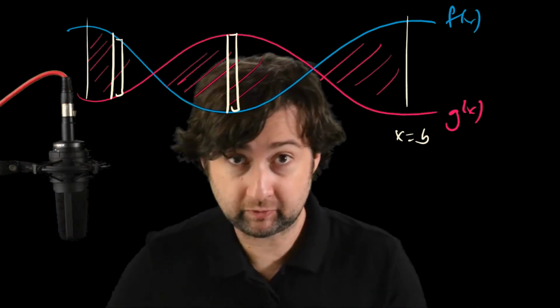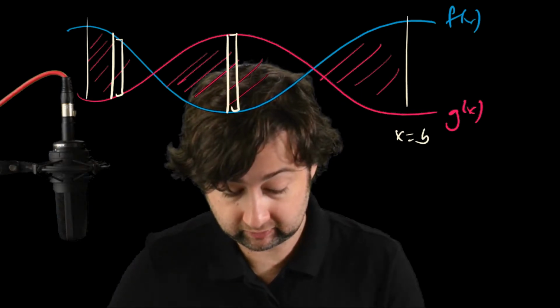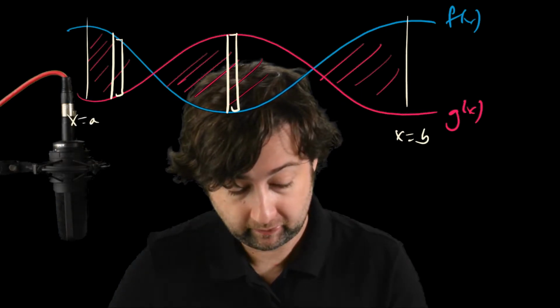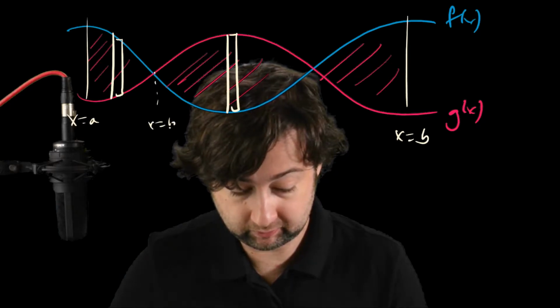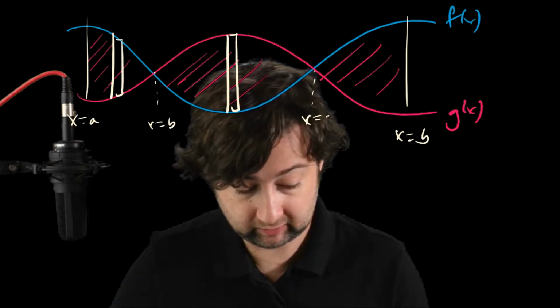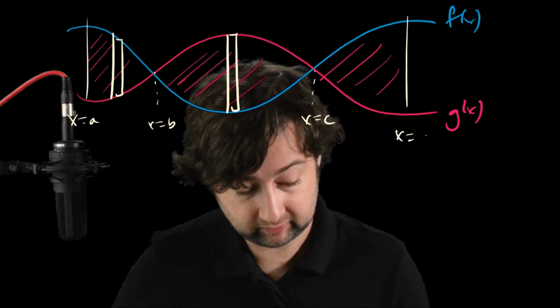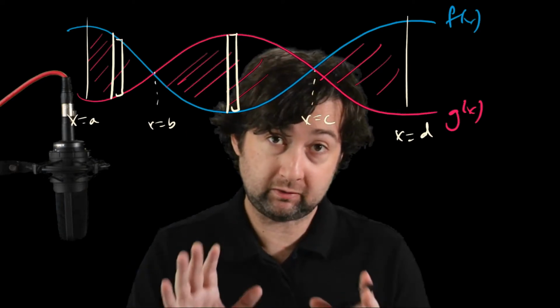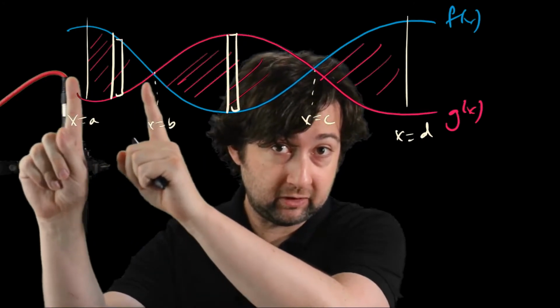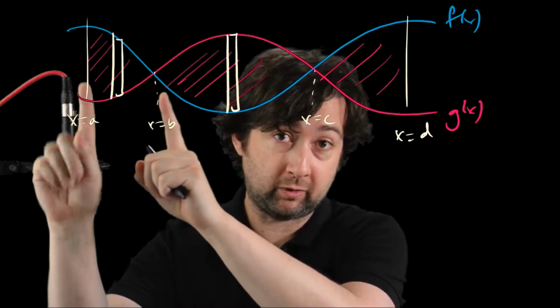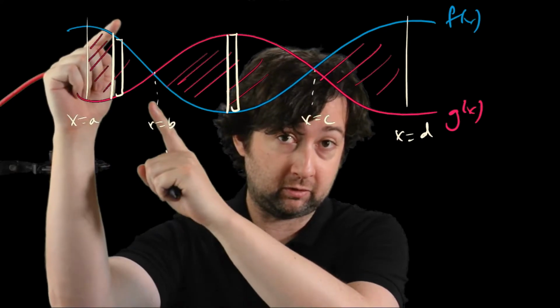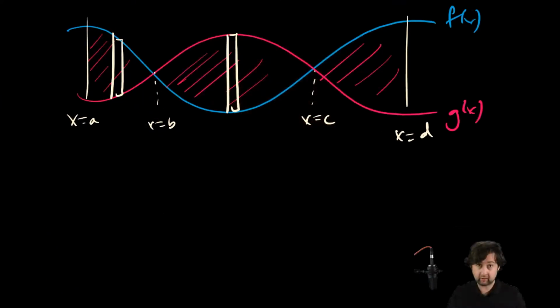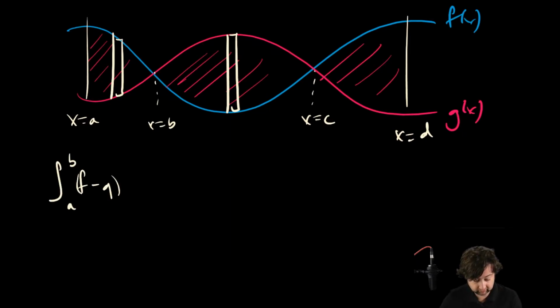So let's just suppose, for the sake of argument, that this was x equals a, and this is x equals b, and this is x equals c, and this is x equals d. Then using the formula, now I've got individually considered regions, and this region looks exactly like what we did before, where one curve is always on top and one curve is always on bottom. So the area of that first piece is going to be the integral from a to b of f minus g dx.